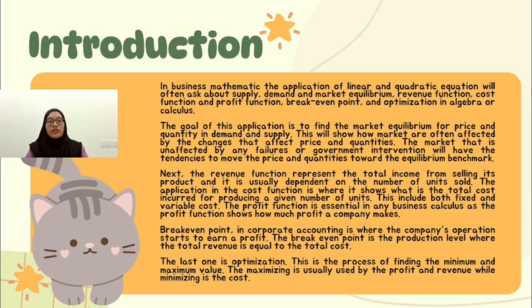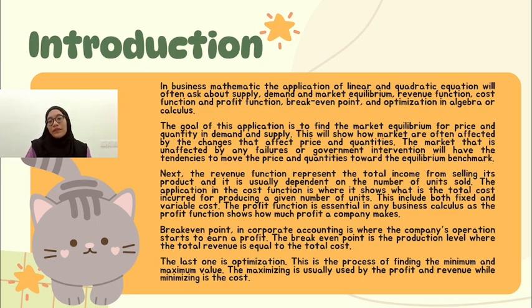Next, the revenue function represents the total income from selling its product, and it is usually dependent on the number of units sold. The cost function shows the total cost incurred for producing a given number of units. This will include both fixed and variable costs. The profit function is essential in any business calculus as it shows how much profit a company made. The break-even point in corporate accounting is where the company's operations start to earn a profit. The break-even point is the production level where the total revenue is equal to the total cost.